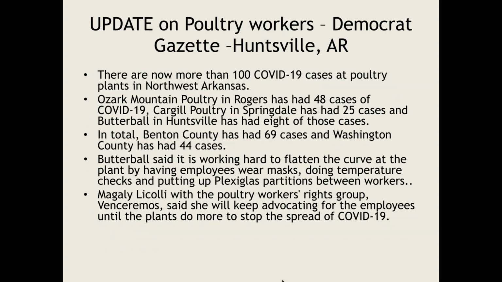Update on poultry workers. There are now more than 100 COVID-19 cases at plants in Northwest Arkansas. This was as of just a few days ago. Ozark Mountain Poultry in Rogers has had 48 cases. Cargill has had 25. Butterball in Huntsville has 8. Benton County has had 69 cases. Washington County, 44 cases. Butterball said it's working hard to flatten the curve.